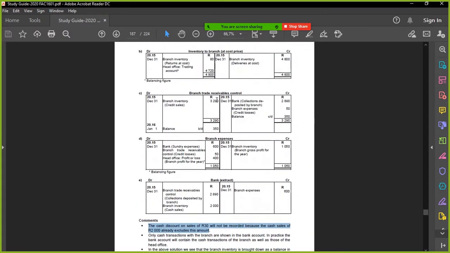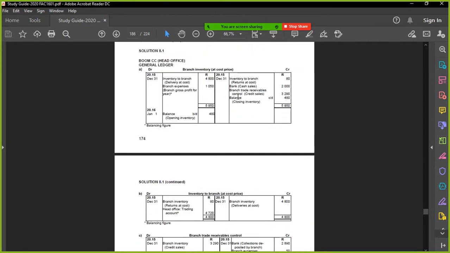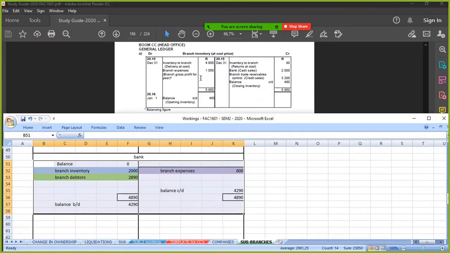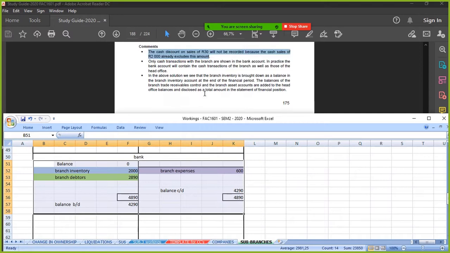You're not going to include it. Remember, when we sold goods, the cash sales would obviously be at cost price, not at selling price. There wouldn't be any discounts. The discount would only apply if you have selling price, because the selling price would be affected by the discount. Then you'd have to have an adjustment. So yeah, it's fine to not include it.